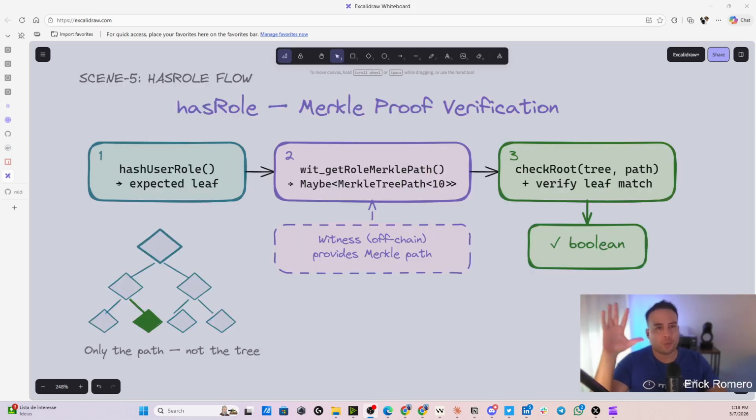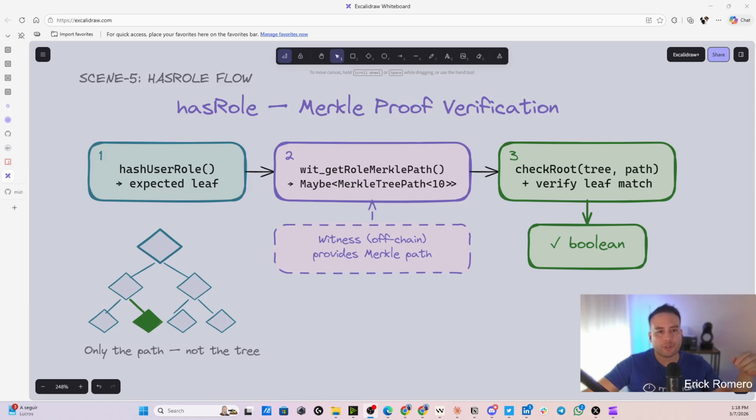Granting roles is one half. Verifying them is the other. And hasRole is where Merkle proofs do their thing. Here's the flow. First, the circuit computes hash(user, role) again. Same user, same role, same deterministic hash. This gives you the expected leaf value. Then it calls the witness getRoleMerklePath, passing in the commitment.